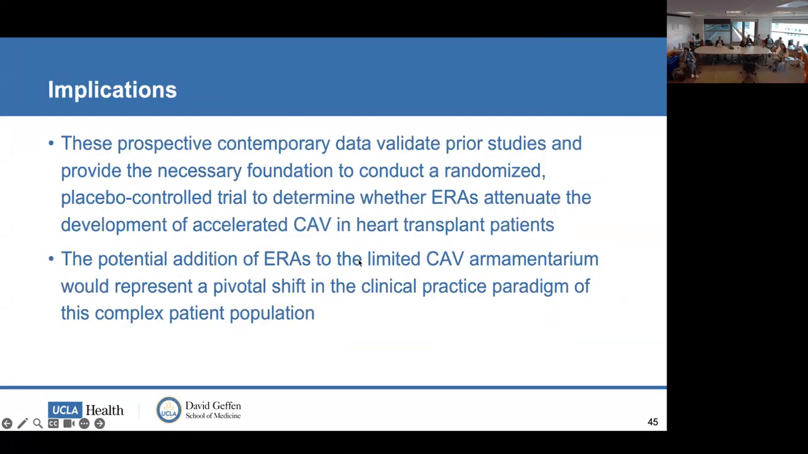And so I think the overall implications of these data are that they validate our prior studies and provide, I think, the necessary foundation to hopefully conduct a randomized placebo-controlled trial to determine whether endothelin receptor antagonists attenuate the development of accelerated CAV in heart transplant patients. So I will be hopefully submitting an R-level grant next year to do this trial. And I think the potential addition of ERAs to the limited CAV armamentarium would represent a pivotal shift in our clinical practice paradigm of this complex patient population.